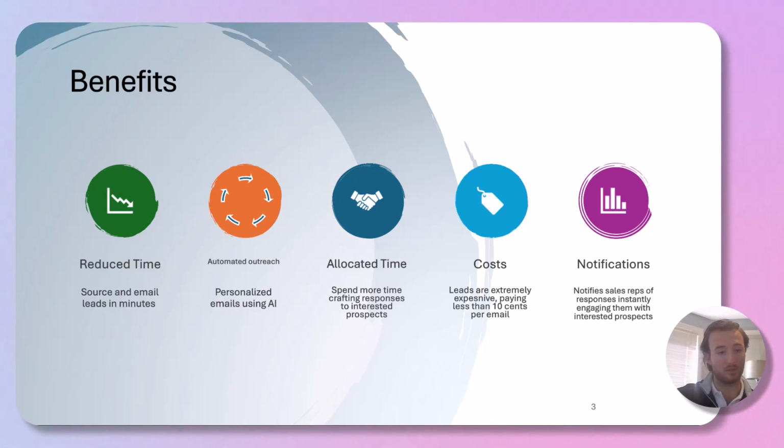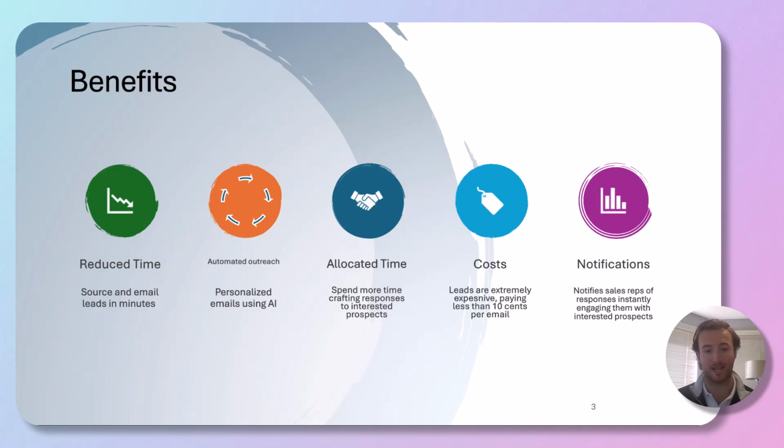First one you're going to see is reduced time. So we're able to source and email leads in minutes rather than the process of weeks and months. We have a system here where it's automating the initial outreach. This is a crucial step because it personalizes the emails using AI and copywriting methods.